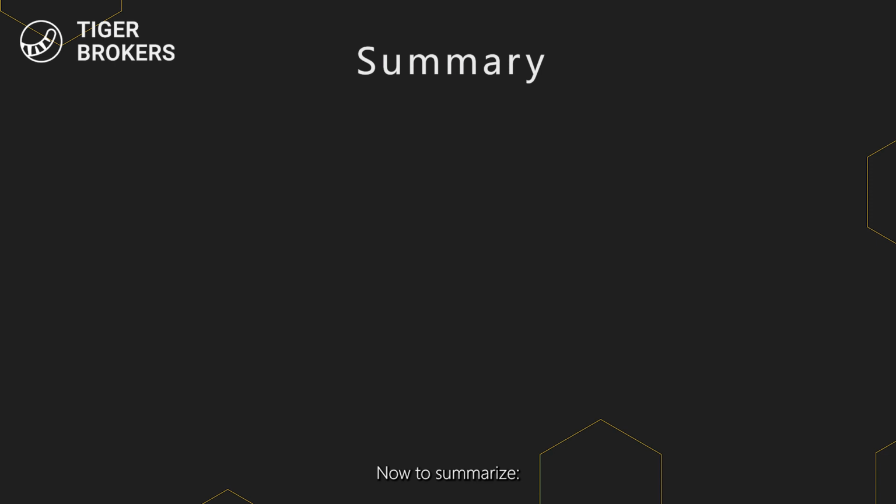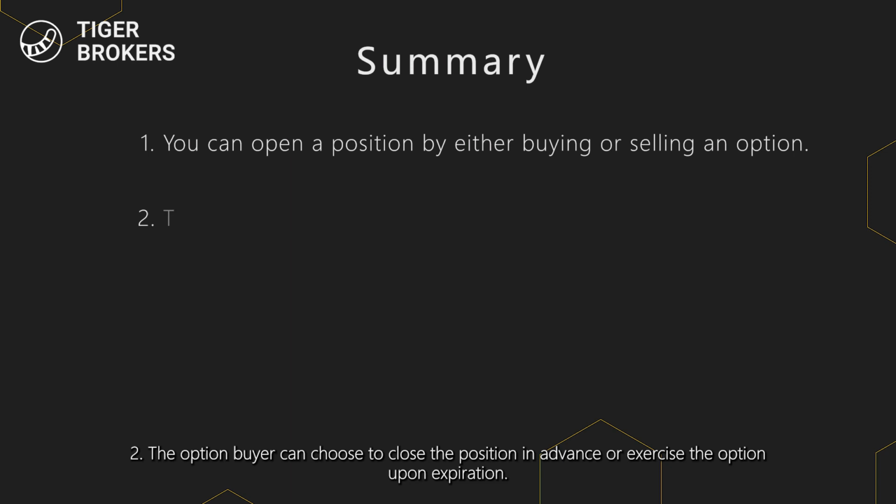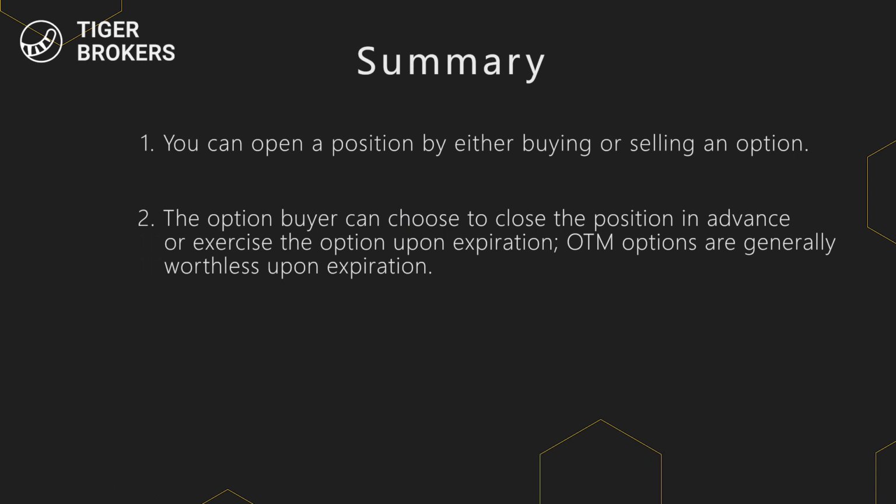1. You can open a position by either buying or selling an option. 2. The option buyer can choose to close the position in advance or exercise the option upon expiration. The exercise of stock options requires sufficient margin. Out-of-the-money options are generally worthless upon expiration.